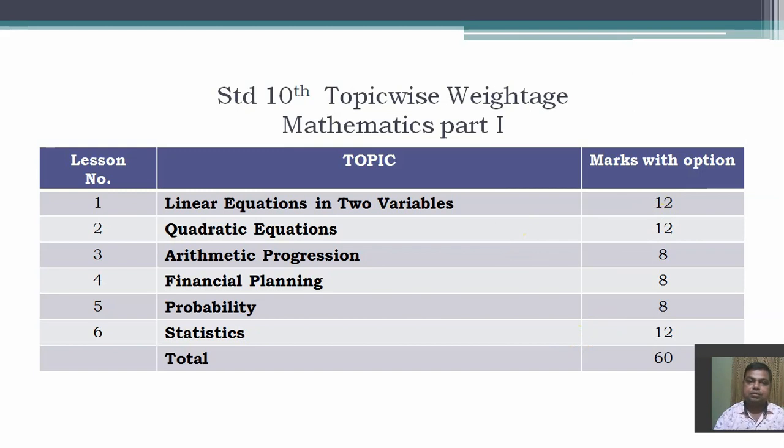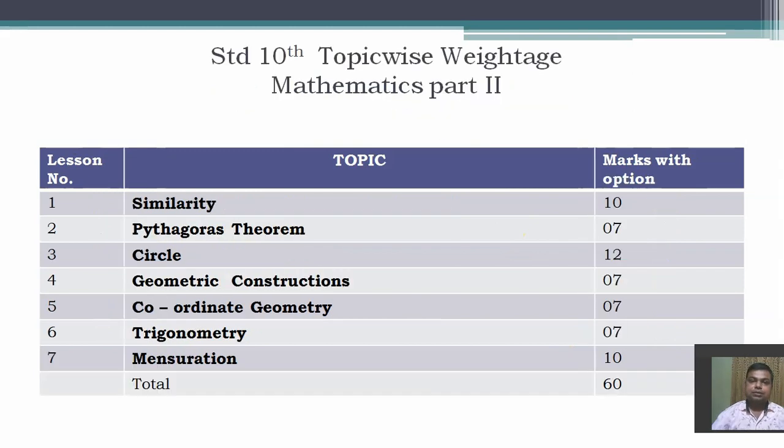Now we will see Mathematics Part 2 weightage of marks for your board exam. In Mathematics Part 2 there are 7 lessons. Lesson 1 similarity. It has 10 marks with option. It means 10 marks questions will be asked from similarity. Lesson 2 Pythagoras theorem. It has 7 marks. It means 7 marks question will be asked from Pythagoras theorem.